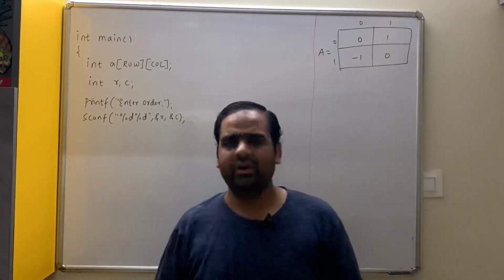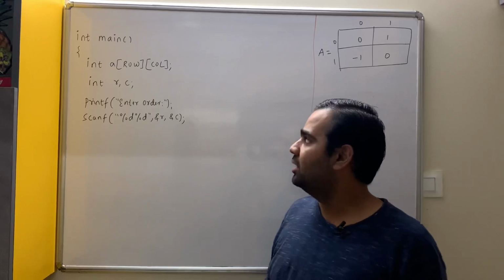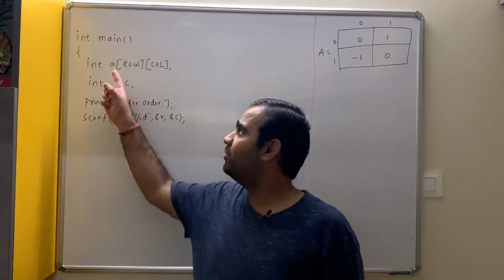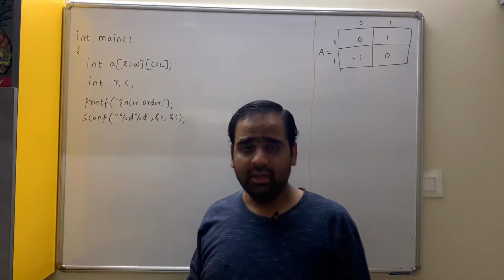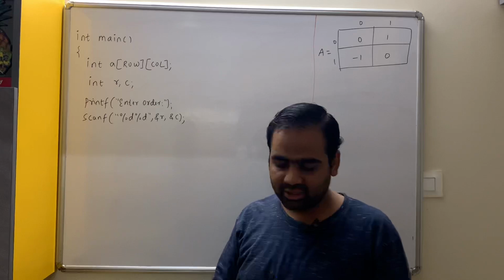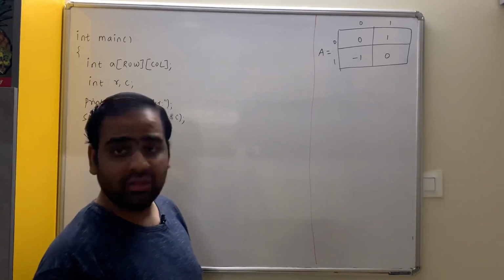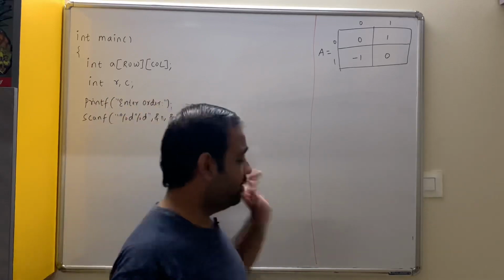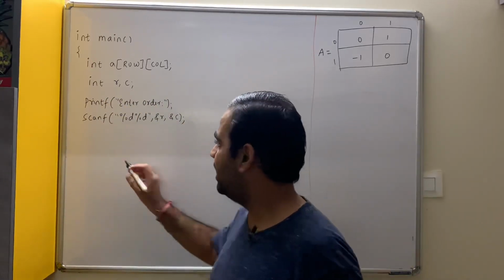Let us see how we write the program to check if the matrix is orthogonal or not. What is the input for this program? The input is a matrix A of order R cross C. Should it be a square matrix? No, it can be any matrix. It can be a square matrix or a rectangular matrix, and we want to check whether it is orthogonal or not. Let us say R is 2 and C is 2, and we have to read the matrix.